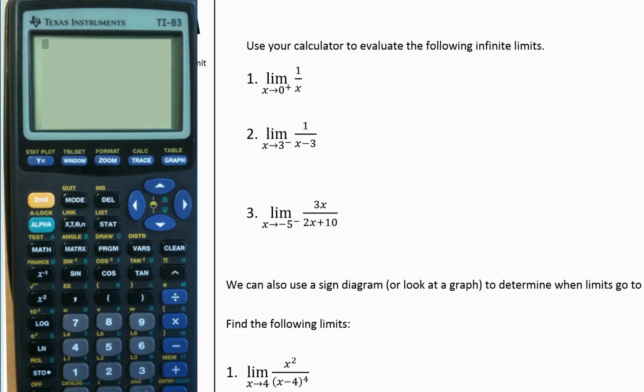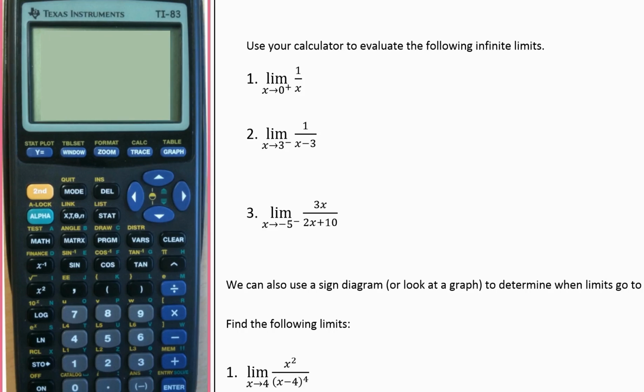We won't have a function value, it will be undefined. But our limits from the left-hand or the right-hand side will be going up toward infinity or negative infinity. So let's go ahead and graph 1 over x. Here's our graph of 1 over x, and we want to look at the limit as x goes to 0 from the right. We see here it's going up toward positive infinity.